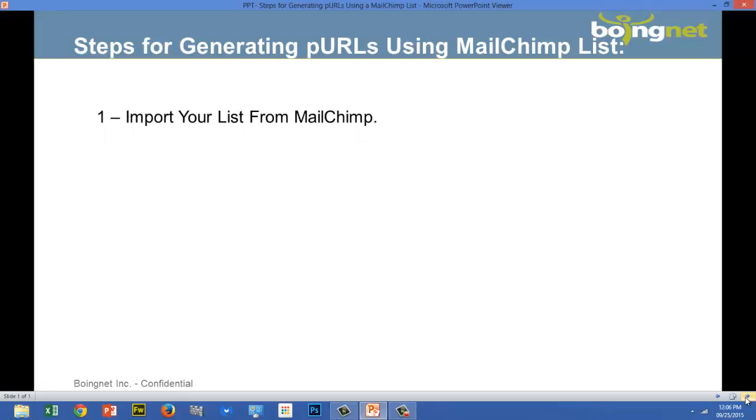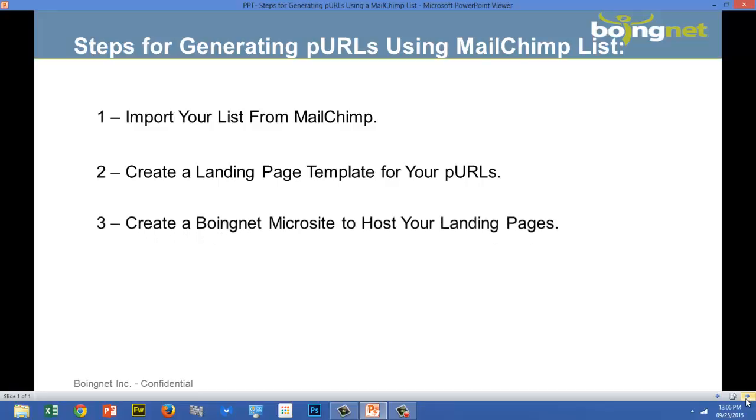First, you'll need to import your list from MailChimp. Second, you'll need to create a template for your landing pages. Next, you'll need to create a Boingnet microsite to host those landing pages. And finally, you'll need to create a personalized campaign to generate your pURLs.